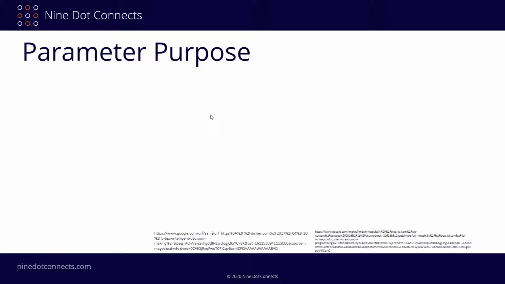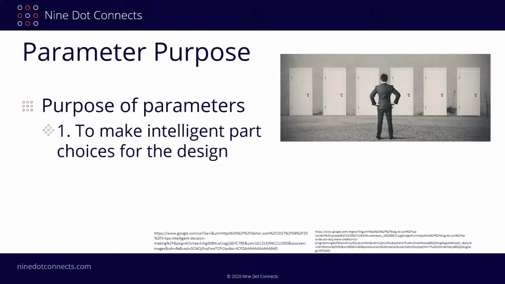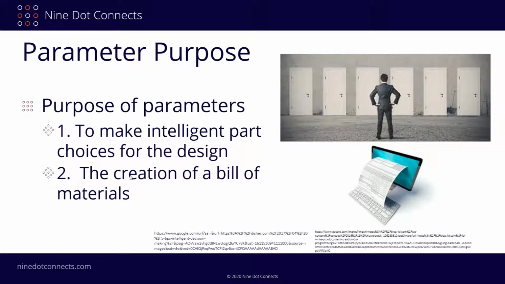Okay, let's take it to another level. What really is the purpose of a parameter? Well, there's two of them. And it's kind of odd because I think we've always known this, but it's one of those things that's so obvious, it's just not obvious. The first one is to make an intelligent part choice for the design. We're looking for a part for our design. So if we are looking at our library, we're saying, do I want to use this part? Is this the right part for it? If not, let me go find another part. And the second thing is the creation of the bill of materials. If we make our libraries properly, it will build itself. These are the two reasons for it.